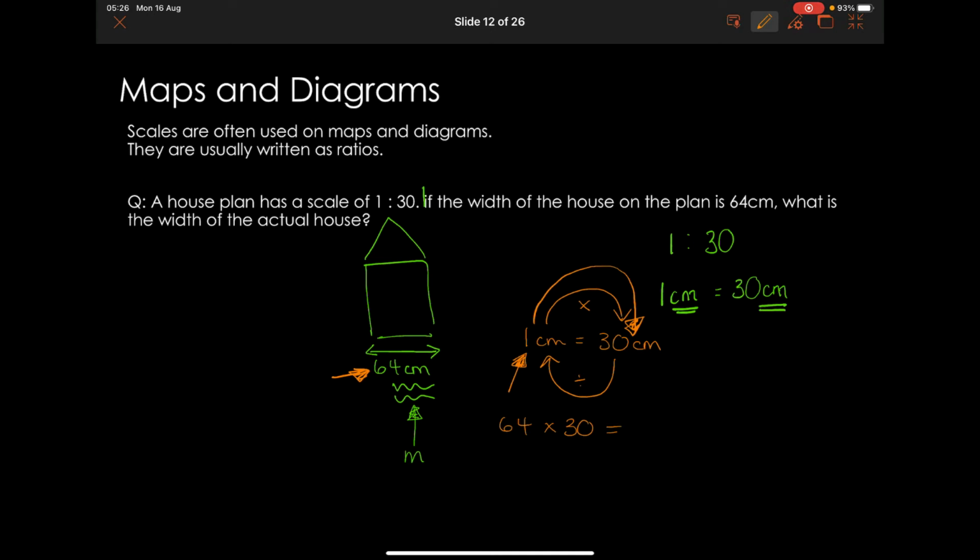Now, if this was a non-calculator paper, which is unlikely, you could do 64 times 3 using whatever method you know. Okay, so you could do that method, or you could do 64 times 3. It's up to you. I'm just going to do this one. 4 times 3 is 12. Don't forget to carry your 10. And 6 times 3 is 18, plus the 1 is 19.